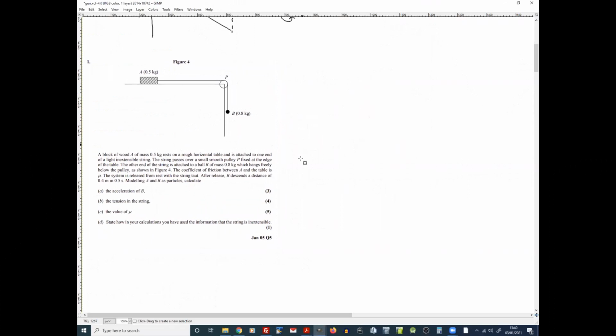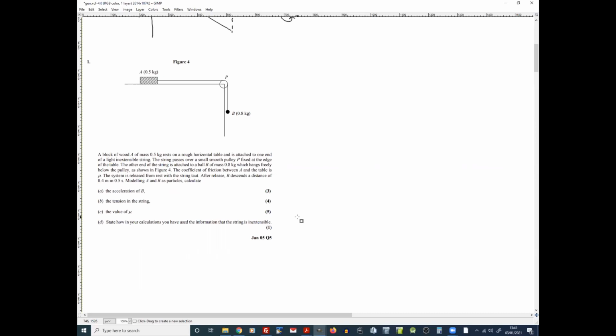A block of wood of mass 0.5 kilogram rests on a rough horizontal table. Find the acceleration of B. Okay. I mean, personally, I can't be bothered to read a long question like that without seeing what the first part of it actually is, you know. The acceleration of B.